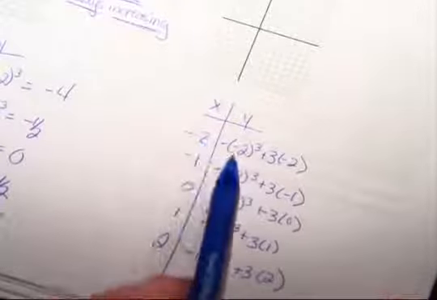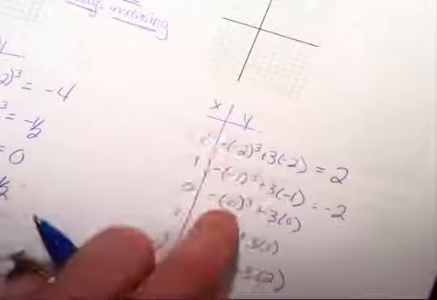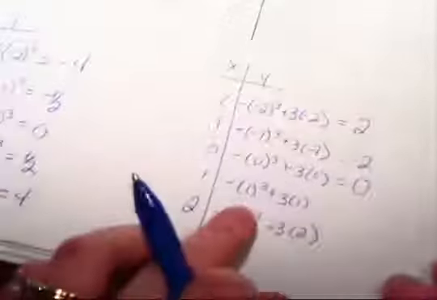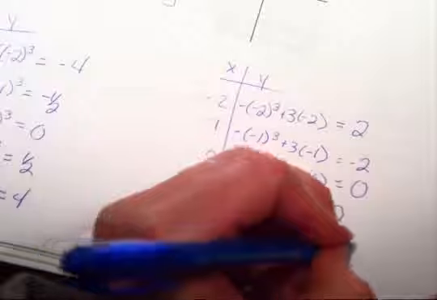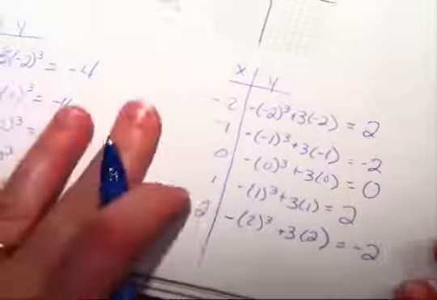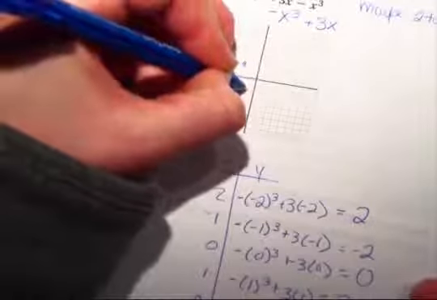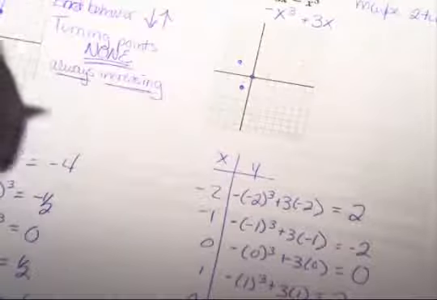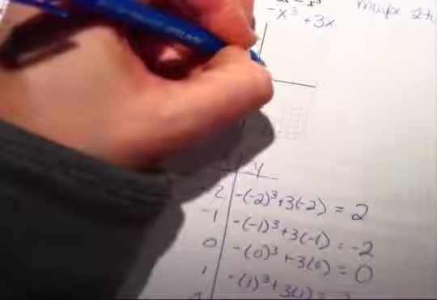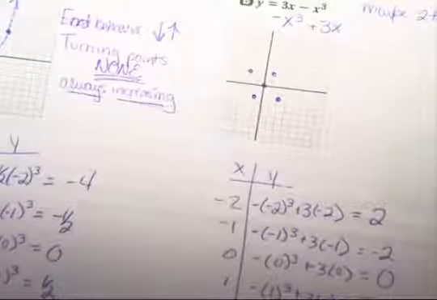Plug all those in here. You get a positive 8 minus 6 is 2. Here you get a positive 1 minus 3 is negative 2. 0 and 0. Negative 1 and 3. Negative 8 and positive 6. Let's plot those points. Negative 2, 2. Negative 1, negative 2. Notice this one's taken a very different shape already. 0, 0, and 1, 2, and 2, negative 2. Look at these funny graphs. They almost look like an X, don't they?